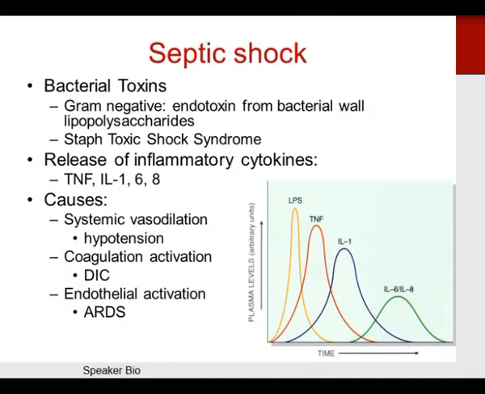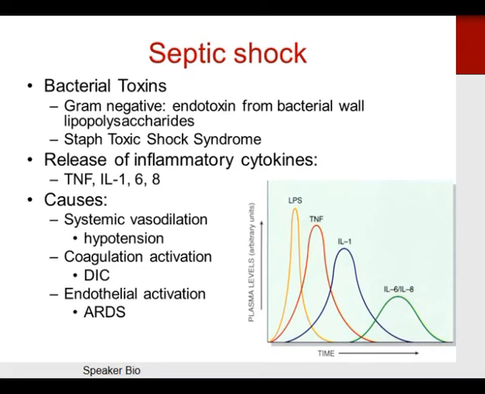Septic shock is something we see commonly in patients with infections. This is caused by bacterial toxins. Gram-negative infections may cause an endotoxin from the bacterial cell wall, whereas the gram-positive staph toxic shock syndrome is created by the Staph aureus. This causes release of inflammatory cytokines, including TNF, IL-1, IL-6, and IL-8.